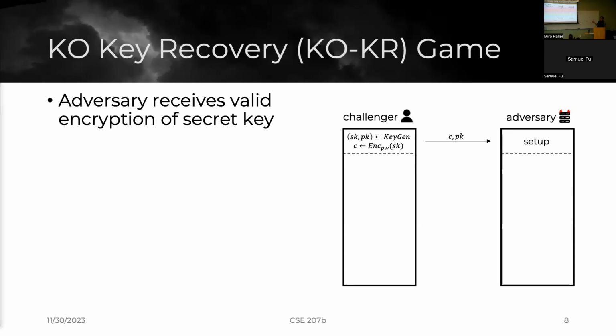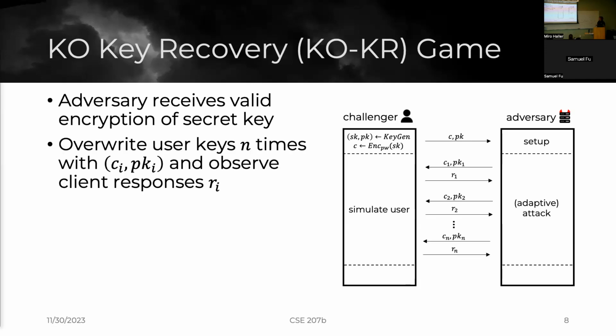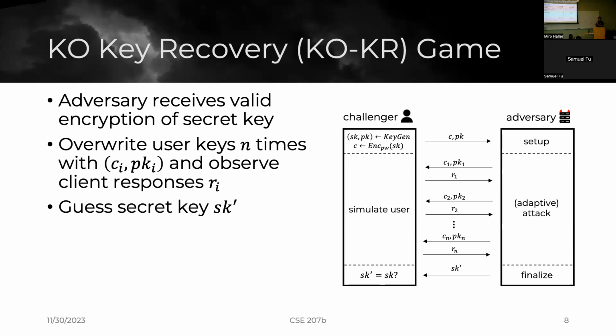We have a challenger, which is simulating the user in our case, generating an asymmetric key pair, encrypting the secret key and giving this to the adversary. Then the adversary can have n interactions with the user, where it can override the public key and the encrypted secret key with any value it wants, and it observes some kind of response for those n interactions. And after those n interactions, the adversary needs to guess the secret key.